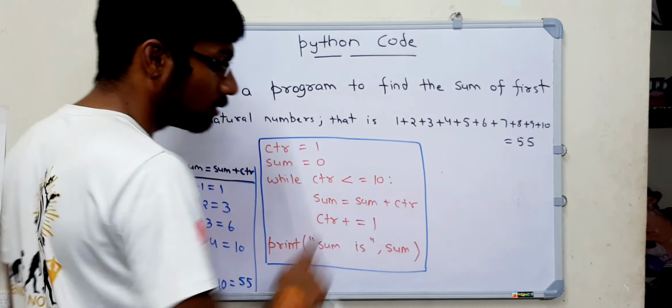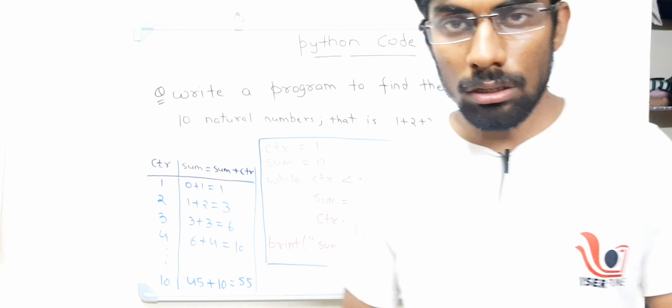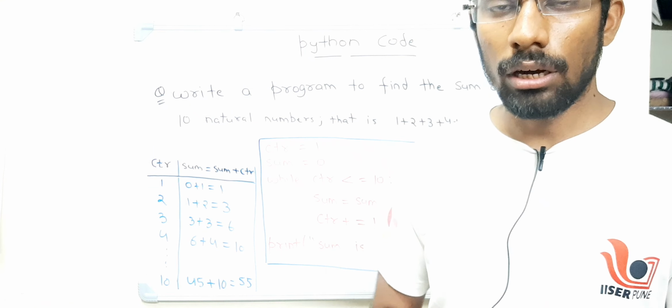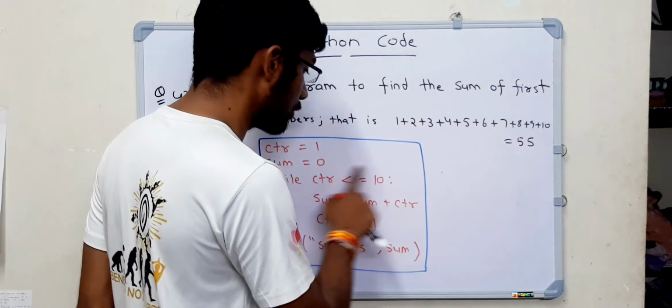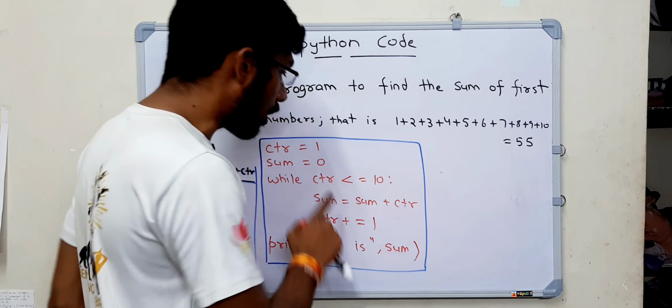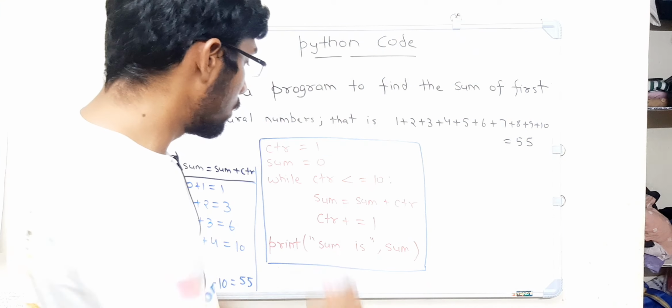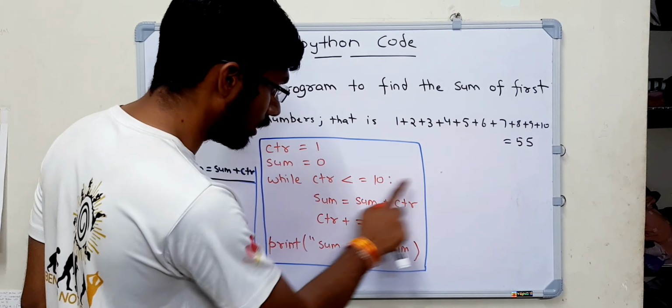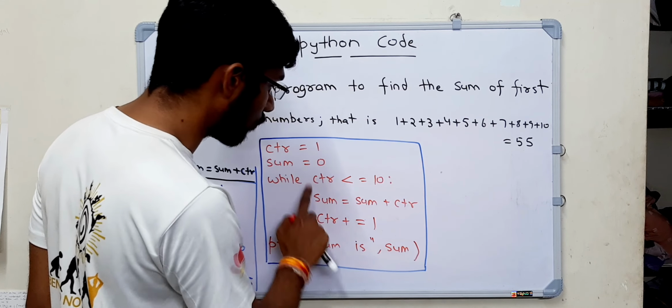So I am using the while loop here. A while loop is actually a conditional loop. It works on a condition. So this is the condition. Until my counter is less than or equal to 10, the content of this loop will run. This is the block of the while loop.